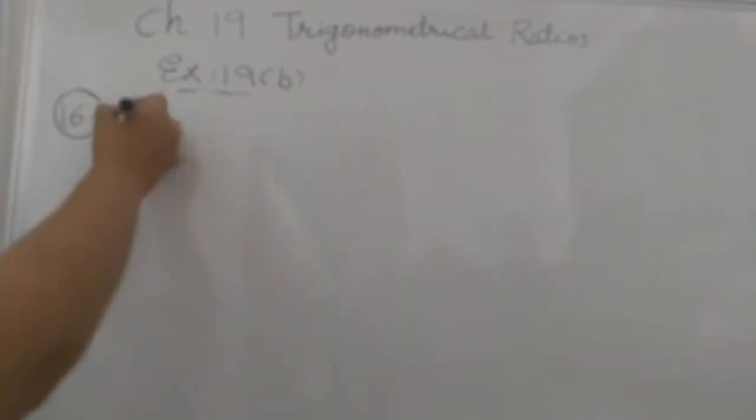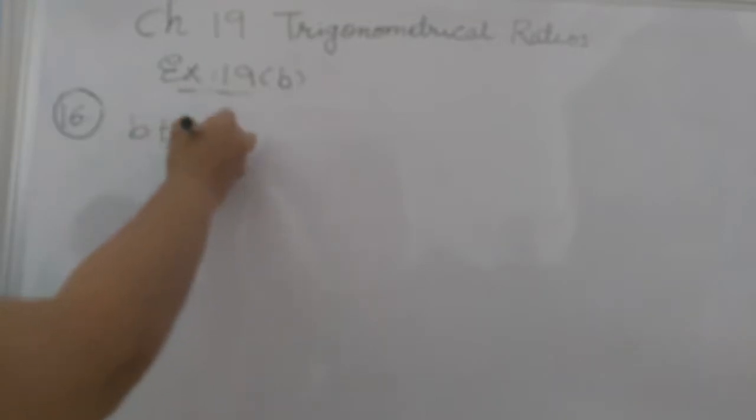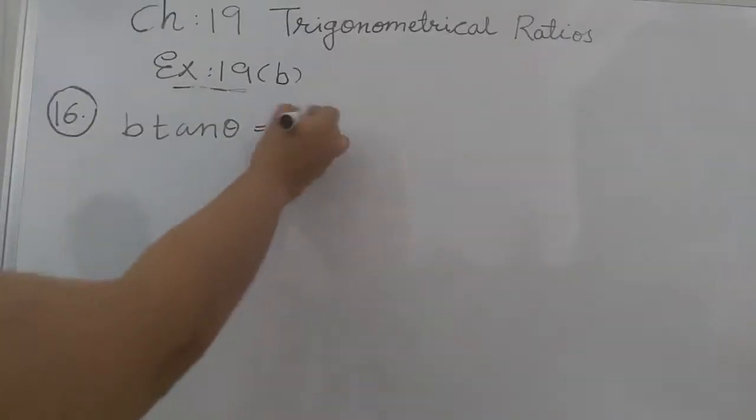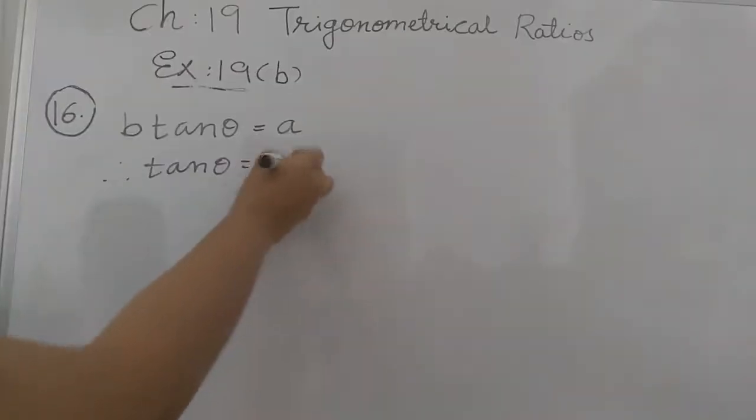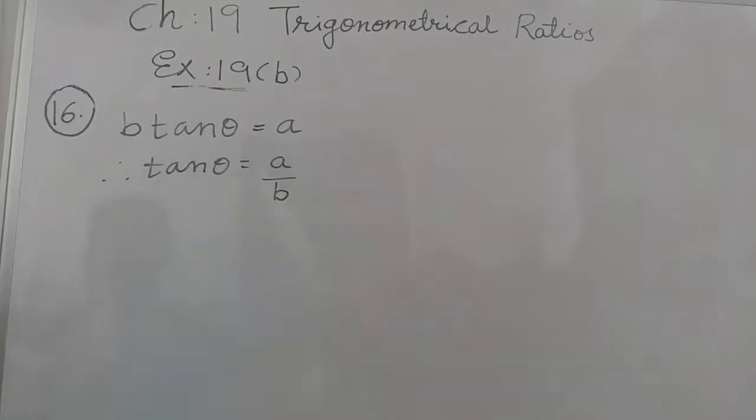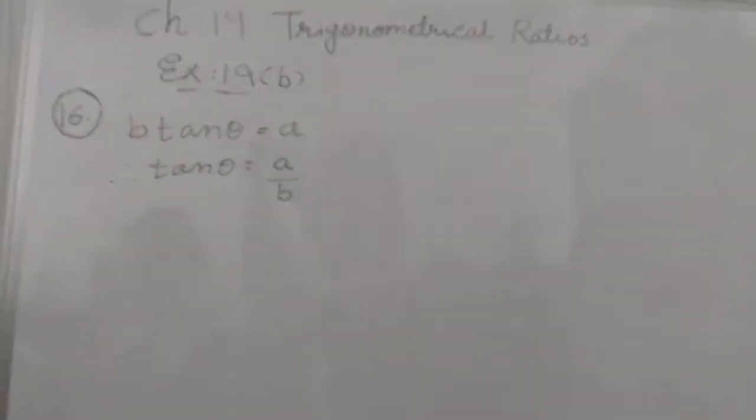Now students, question number 14, 15, 16, 17 are all the same kind. So I will not do 14, 15, I will do 16 onwards, as they are quite difficult for you. So I am solving question number 16. Here if b tan theta is equal to a, so we can write tan theta value as a by b. Now we have to find the value of cos theta plus sin theta upon cos theta minus sin theta.